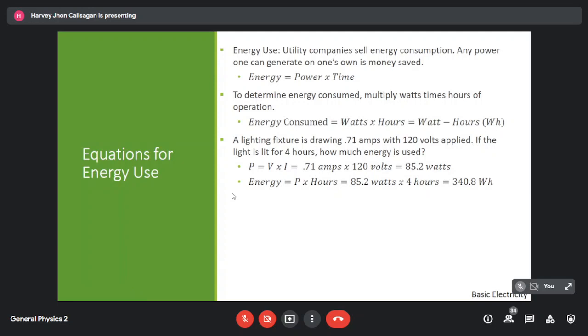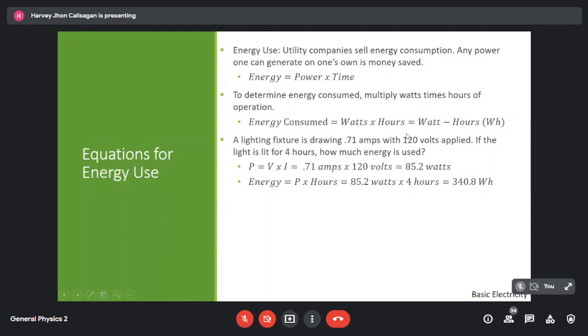For example, we have here a sample situation. A lighting fixture is drawing 0.71 ampere with 120 volts applied. If the light is lit for 4 hours, how much energy is used? So by using the formula to calculate the energy used, or the energy consumption, we have power is equal to the volts times the current, or the I.